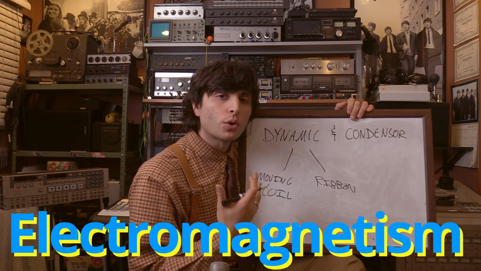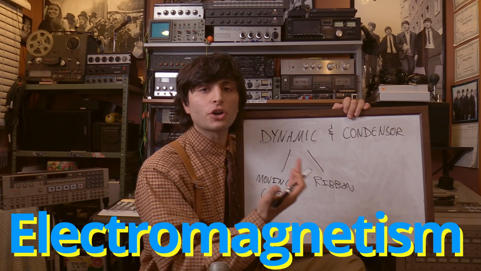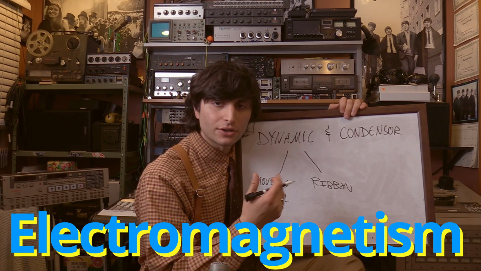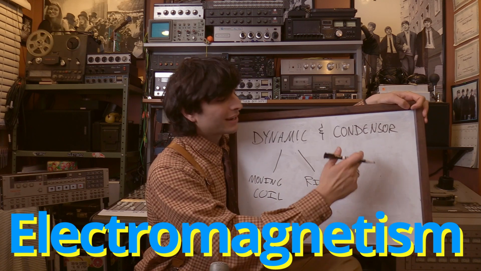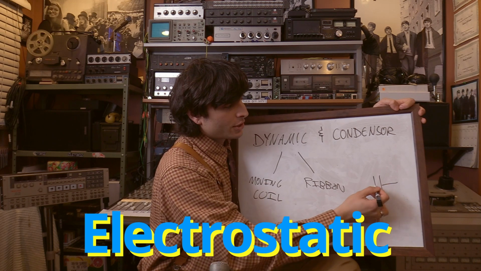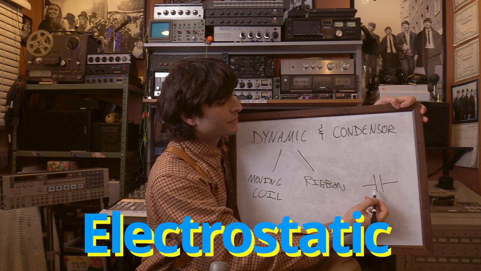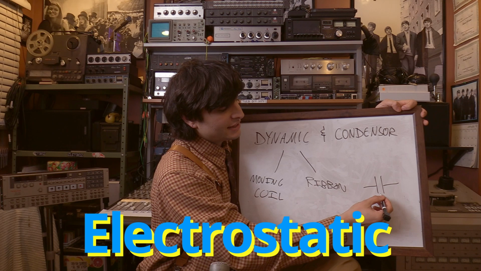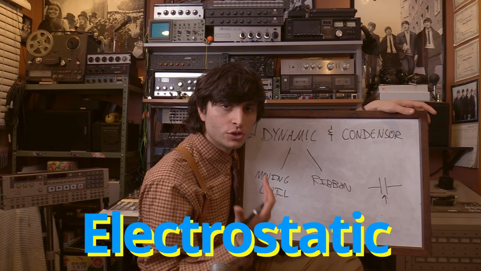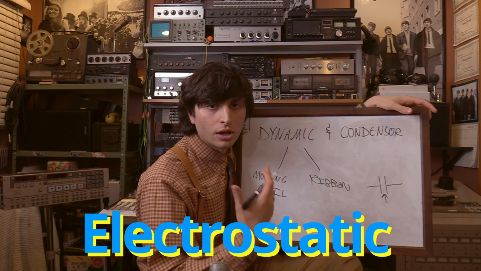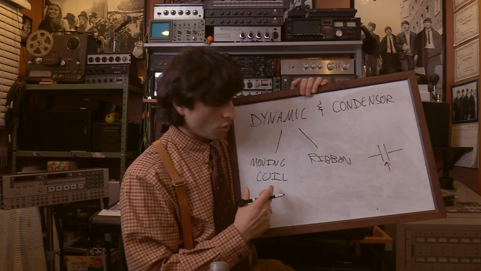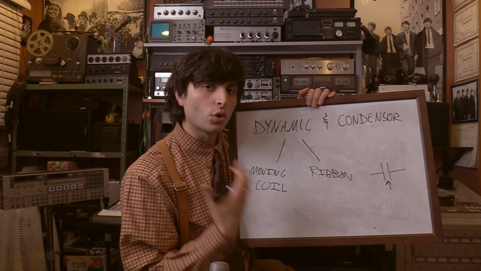Dynamic microphones are going to work on the principle of moving a conductor through a magnetic field in order to induce an electrical signal. On the other hand, condenser microphones are going to work on the principle of a capacitor or a condenser, same thing, where the distance between the capacitor plates is going to be used to create differences in electrical voltages and subsequently the signal. Let's start off by going over the design of a moving coil microphone.